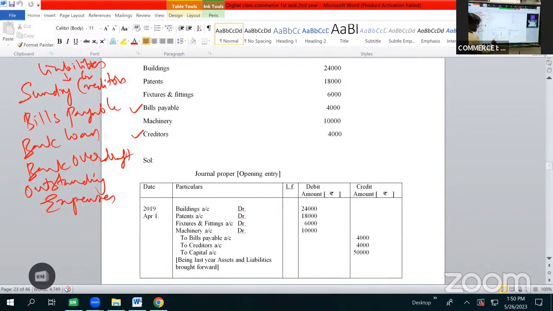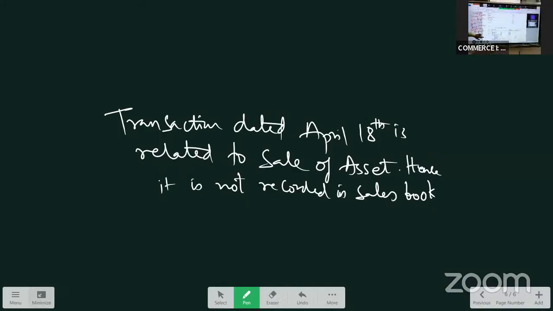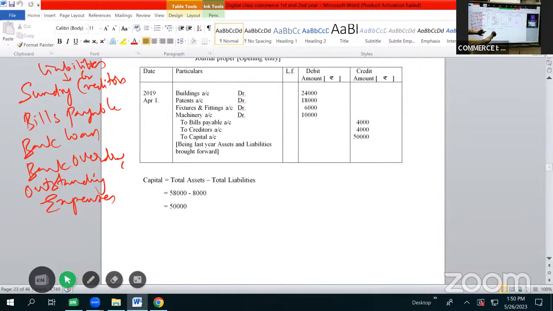And now we'll be finding the value for capital, which we'll be writing as to capital account. We'll be finding the value of capital by applying the formula. What is the formula for calculating capital? Capital equals total assets minus total liabilities. So we'll be calculating the value of capital by applying the formula: capital equals total assets minus total liabilities.